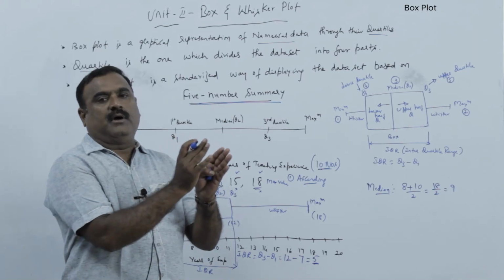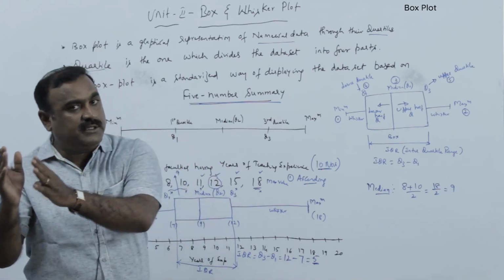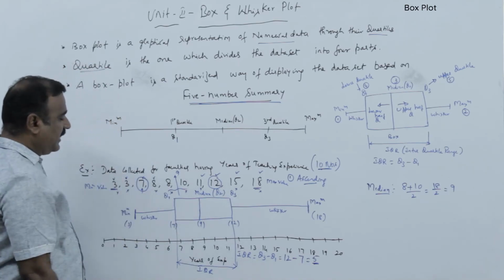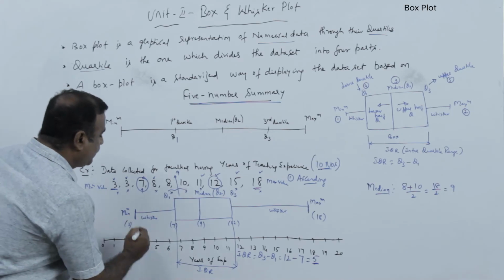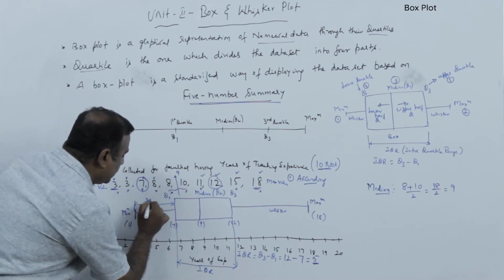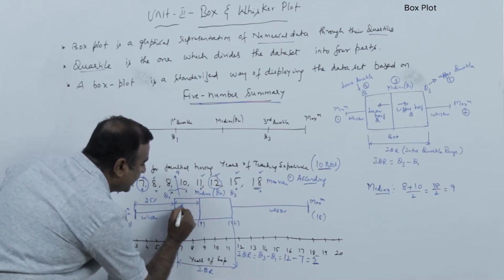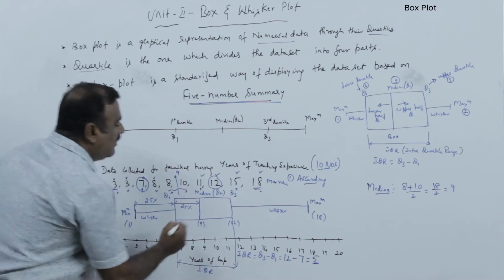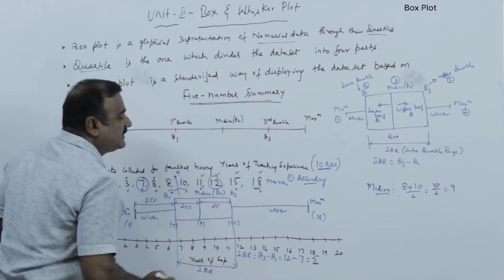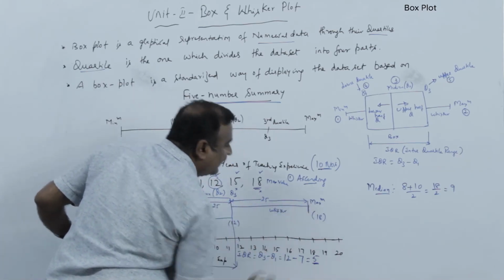So 1/4, half, next 3/4, next another full entire thing like this. For example, looking here, from minimum to this one, the data is 25%. From Q1 to median, it is again 25%. From median, that is Q2 to Q3, again it is 25%. From here to here, it is again 25%.